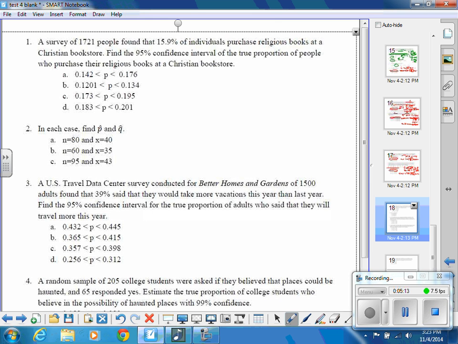So in this case, we're going back to Z. So 95% confidence interval, my Z is equal to 1.96, all right? Now here's the deal. This is the P hat and Q hat, okay? P hat, as a decimal, make that 0.159. Q hat is 1 minus whatever your P hat is, which in this case is 0.841.